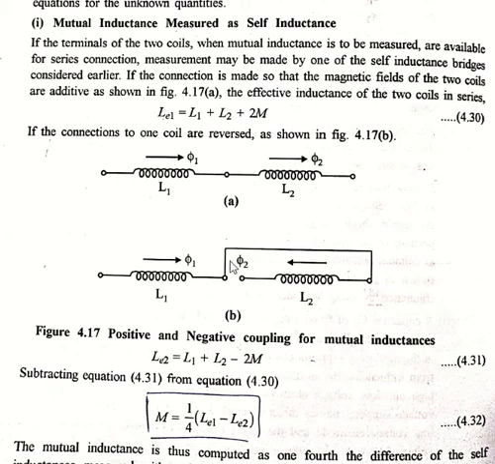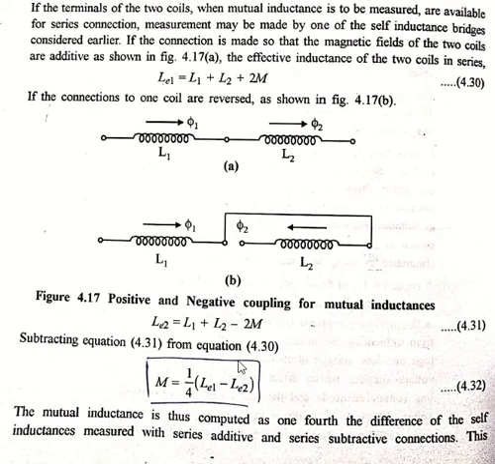Now if the connection of one of the coils is reversed, the flux opposes phi 1. So the effective inductance of this part will be L2 equals L1 plus L2 minus 2M. Now by subtracting equation 30 and 31, we get the mutual inductance equal to 1/4 of the difference between the self-inductance measured with series additive connection and series subtractive connection.